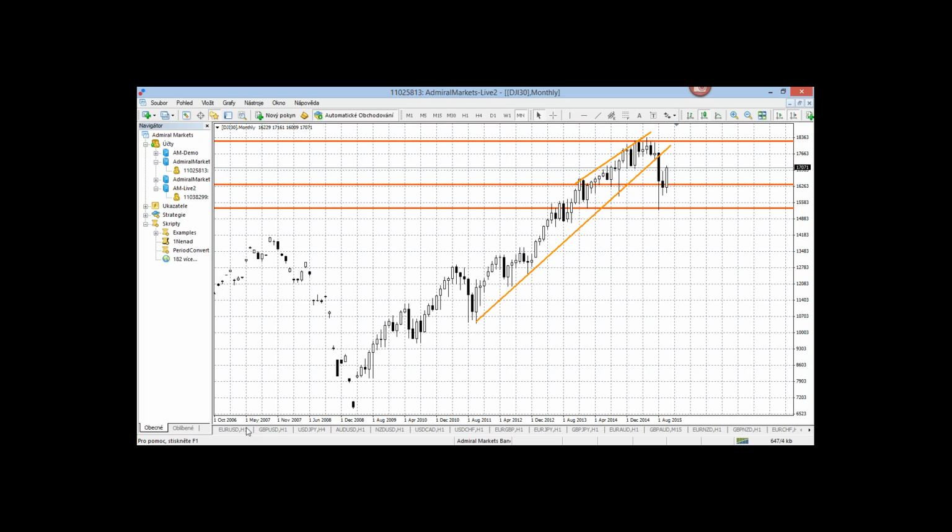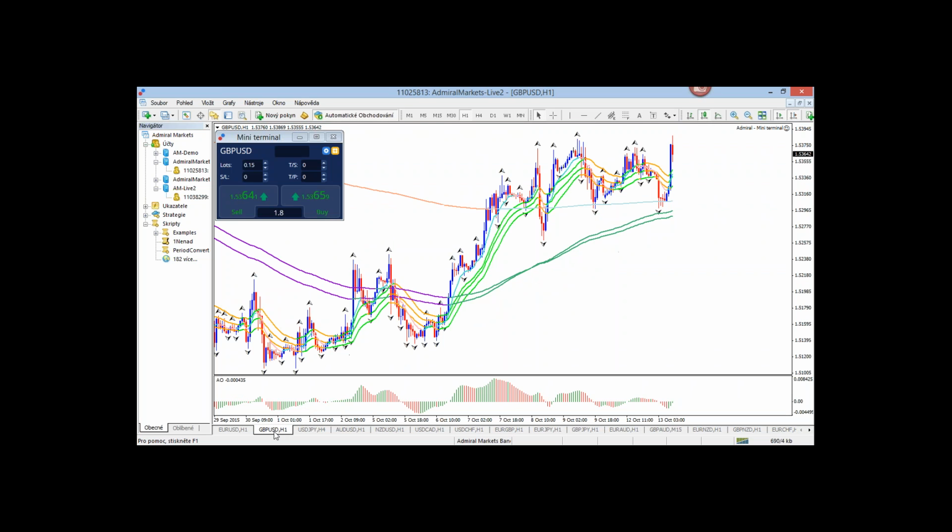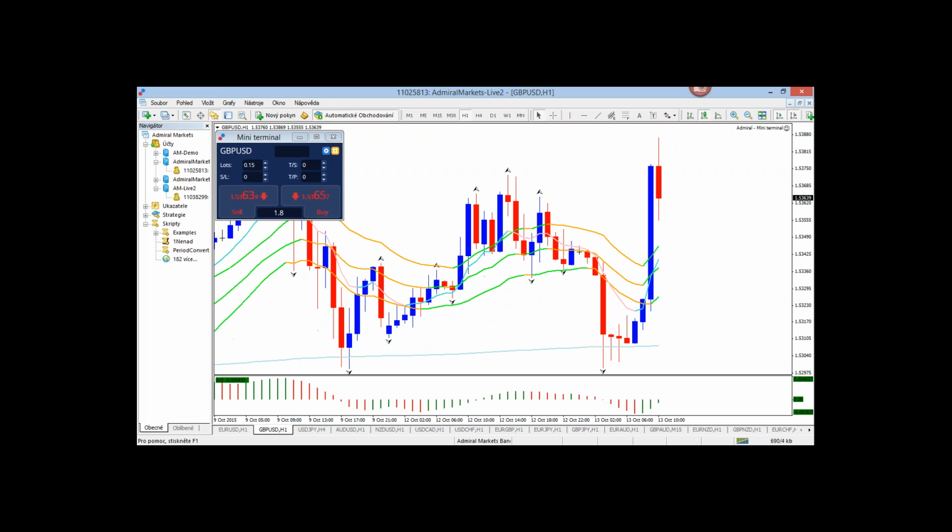Euro USD is getting into the 886 fib, pushing, and getting very, very deep. In fact, very curious if it will make the turn to the downside. Pound USD is, yeah, it's about halfway.